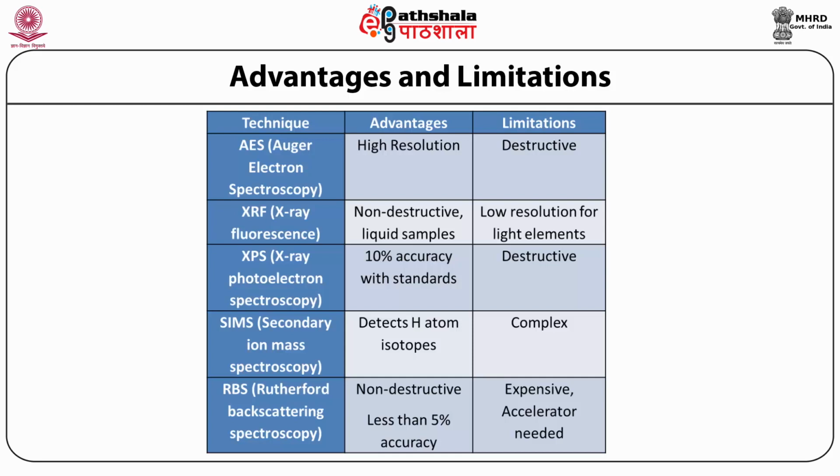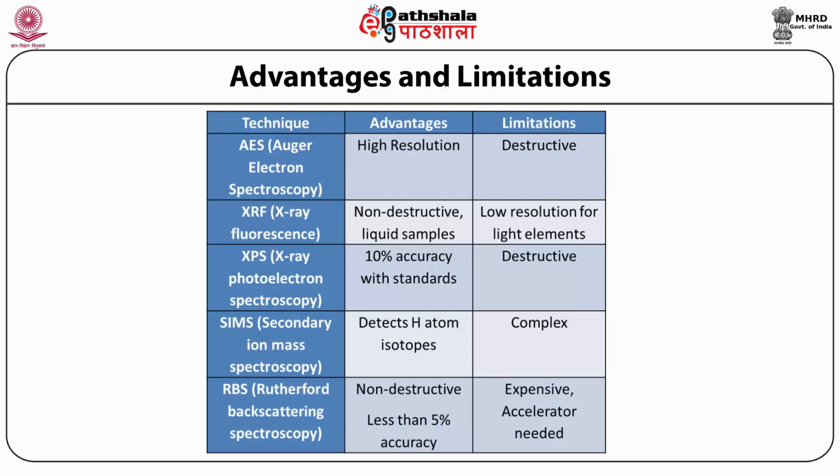The Auger electron spectroscopy has an advantage of high resolution, but it is a destructive technique. The X-ray fluorescence spectroscopy has an advantage of being non-destructive and utilizing liquid samples, but has limitations of low resolution for light elements. The X-ray photoelectron spectroscopy has an advantage that 10% accuracy could be achieved with standards, but has a limitation of destructing the sample.